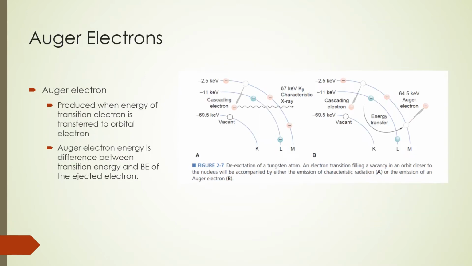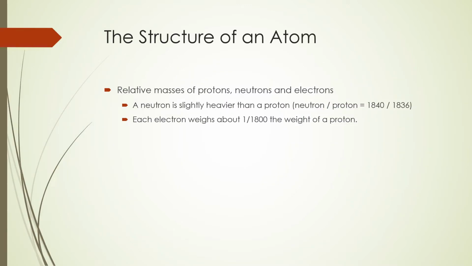Auger electrons are those electrons produced when the energy of a transition electron is transferred directly to an orbital electron, usually in the same shell as the transitioning electron, leading to the release of an Auger electron. Again, the Auger electron energy is the difference between the transition energy and the binding energy of the ejected electron. This figure shows an electron making a transition from an M shell to a vacant shell. In this case, the energy of the electron is transferred directly to an orbital electron, which is then knocked out of the M shell.